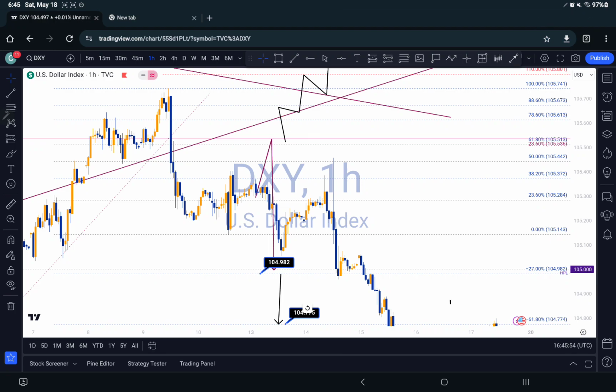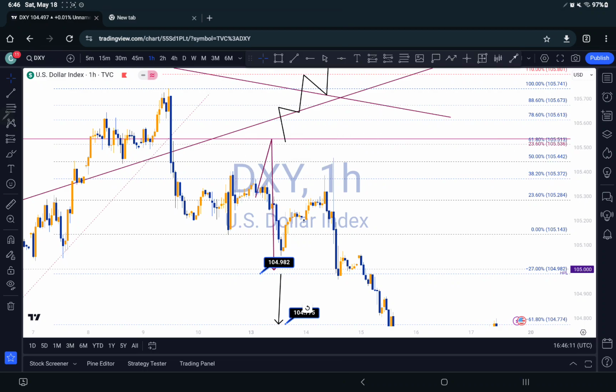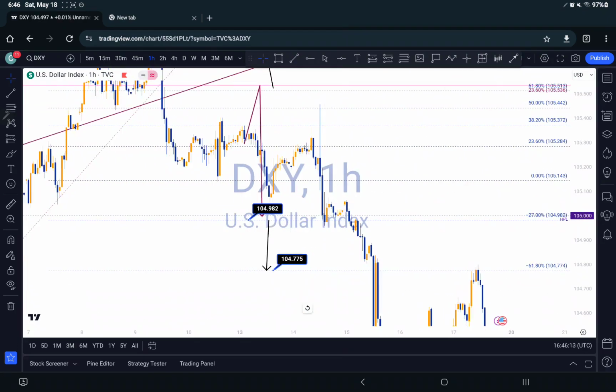prediction. But as we can see that the market does what it wants to do, the market started reacting around the 38.2% fib level around that area, gave us that M pattern. And we know the M pattern is a reversal pattern, right? We can see it gave us that pattern right there and it started tanking to the downside right here.